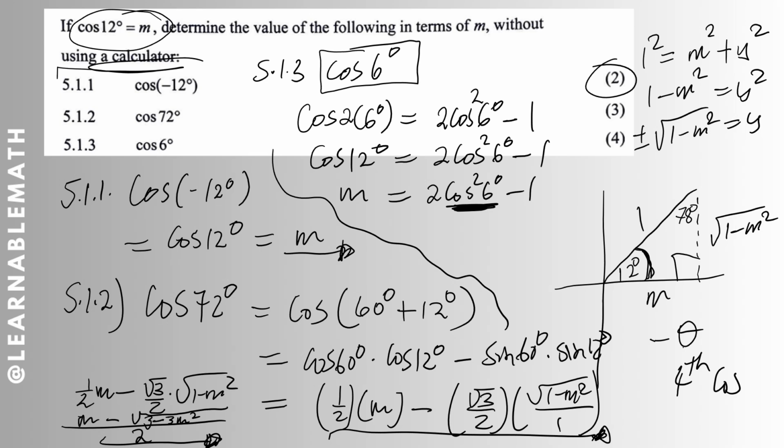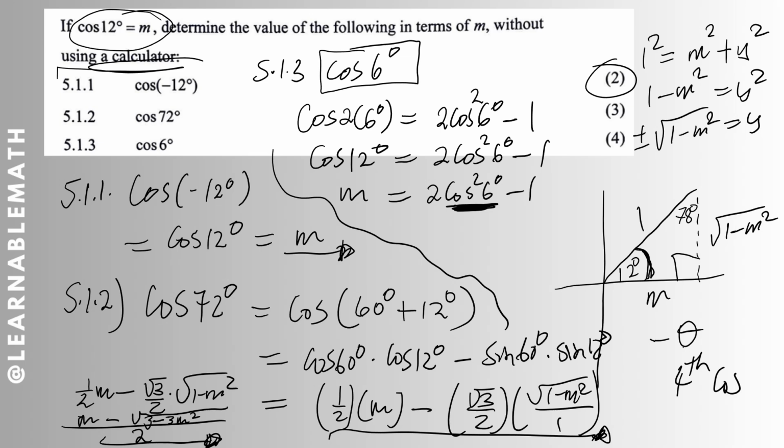Can you see that you solve it a bit indirectly, unlike 5.1.1 and 5.1.2 where we solve them directly by expressing and all that. But this one, 6 degrees, we saw that if we double it, we get 12. So let's use the idea of double angle and just go and solve for that cos 6 degrees.